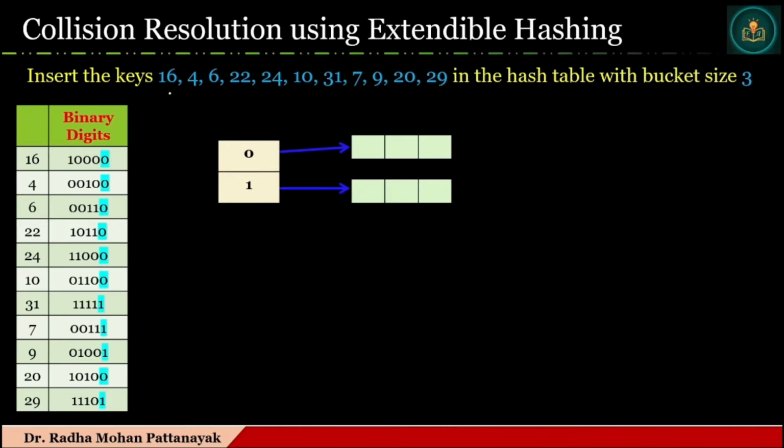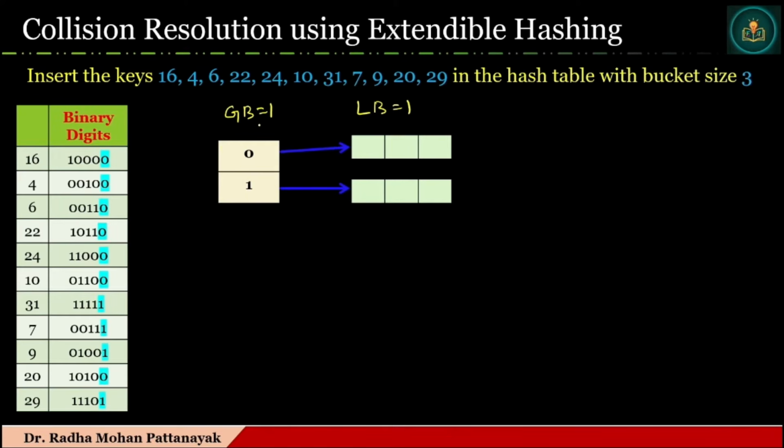The question is, insert the keys into the hash table with bucket size 3. Bucket size 3 means local bucket size is 3, which means inside the bucket we can store only 3 elements. First of all, when we start the processing, at the initial state the length of the global bucket is 1 and the length of the local bucket is also 1.